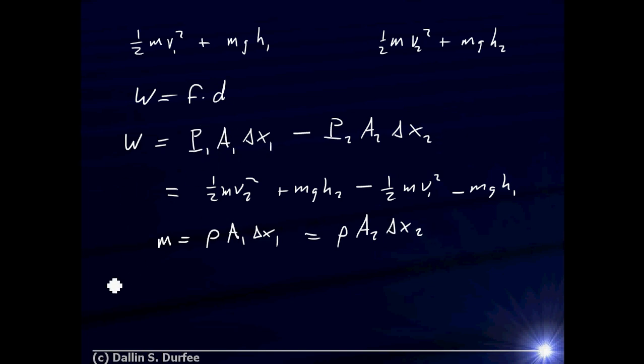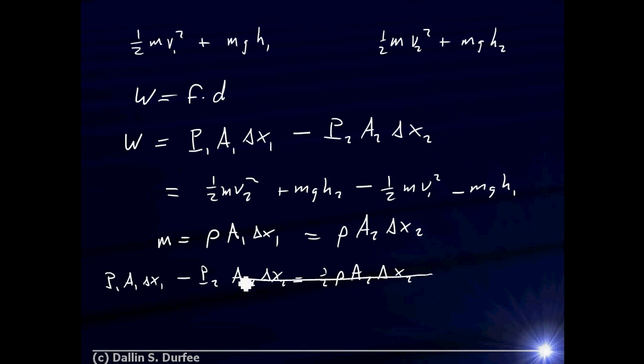So I'm going to take this over here. I've got pressure 1, area 1, delta x1, minus pressure 2, area 2, delta x2, and that's got to equal 1/2, and for mass I'm going to put rho area, since this is 2, I'll use this one here, rho area 2 delta x2. All right.